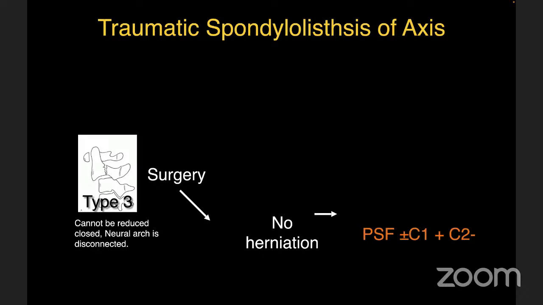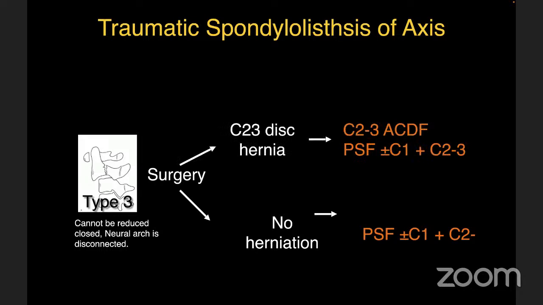If you have a disc herniation behind the C2 vertebral body, then you are going to do an anterior surgery plus or minus posterior surgery. But if you don't have a posterior disc herniation, then you can potentially do a posterior surgery or, for that matter, anterior surgery as well. The principle is very similar to a bifacetal dislocation in the subaxial cervical spine.